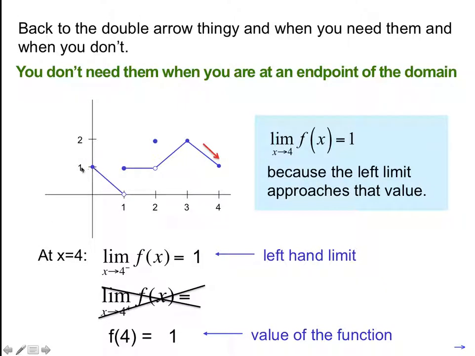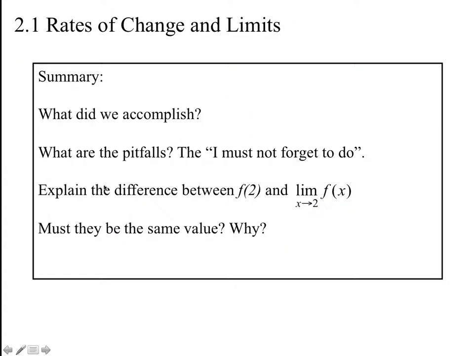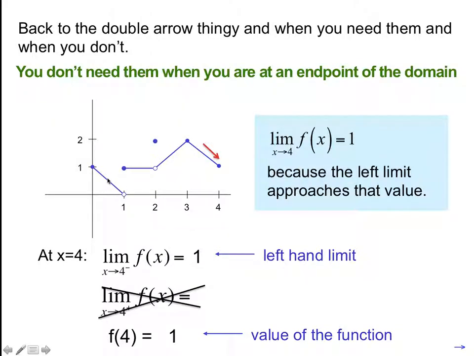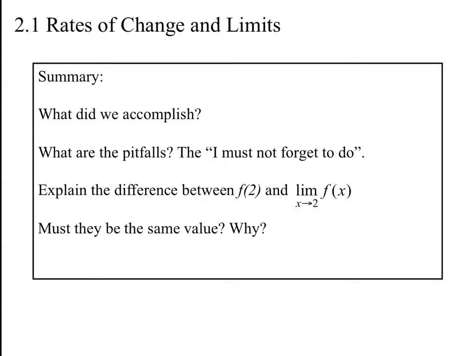I guess I didn't do this one at x equals 1. So if we did that one, as we approach an x value of 0, we're going to approach a y value of 1. And again, that's going to be the limit there at that endpoint as well. I'm not quite sure why I didn't include that.